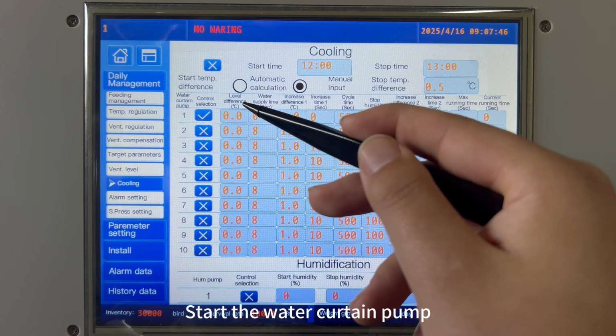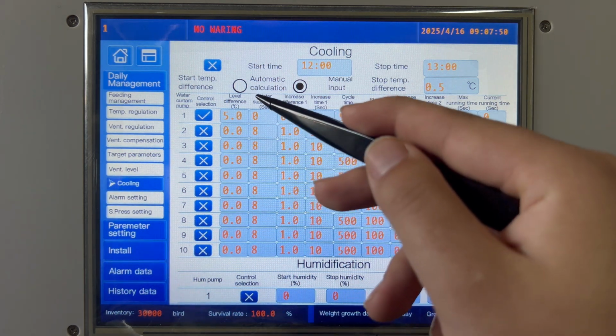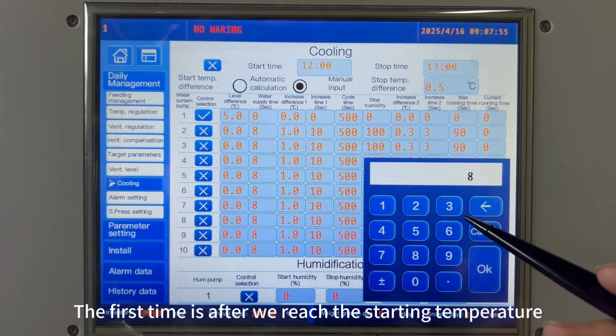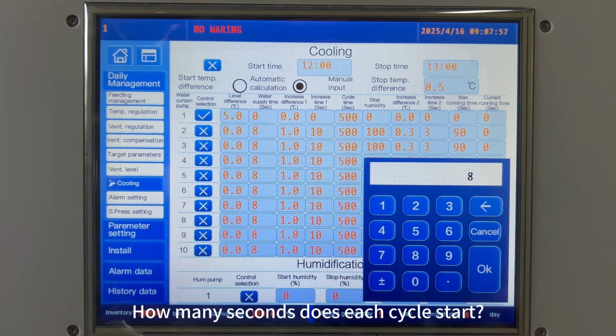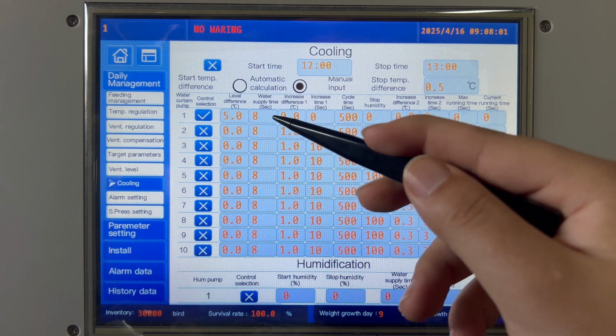That's how many degrees Celsius above the target temperature to start the water curtain pump. Here we enter 5 degrees Celsius. Water supply time: the first time is after we reach the starting temperature, how many seconds each cycle runs. Here we enter 8 seconds.